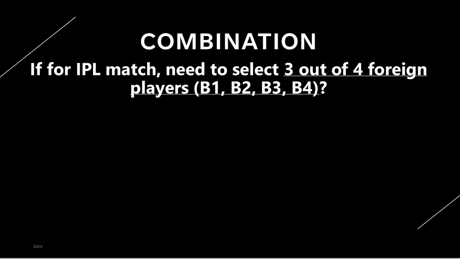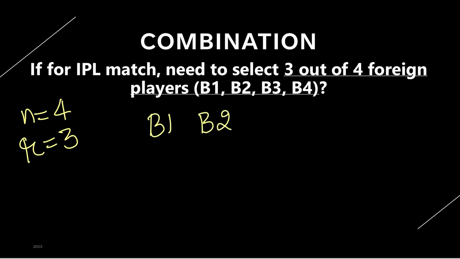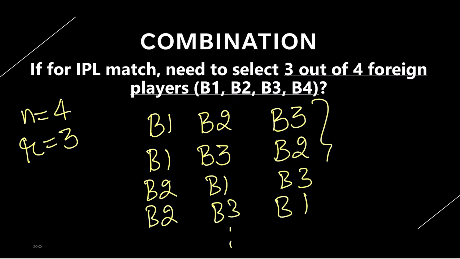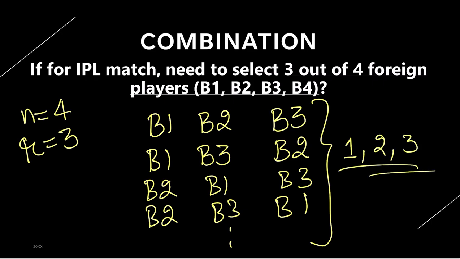Now again, it's the same question. You have to select three batsmen out of four batsmen. Now order does not matter. Order does not matter means, suppose you're taking B1, B2, B3, and B1, B3 coming first and B2 coming after that, or B2 coming first, B1 after that, B3 after that, or B2 here, B3 here, B1 here, and so on. All these are the same cases. Why? Because their batting orders are different, but we are only picking first player, second player, and third player. So here the order does not matter.